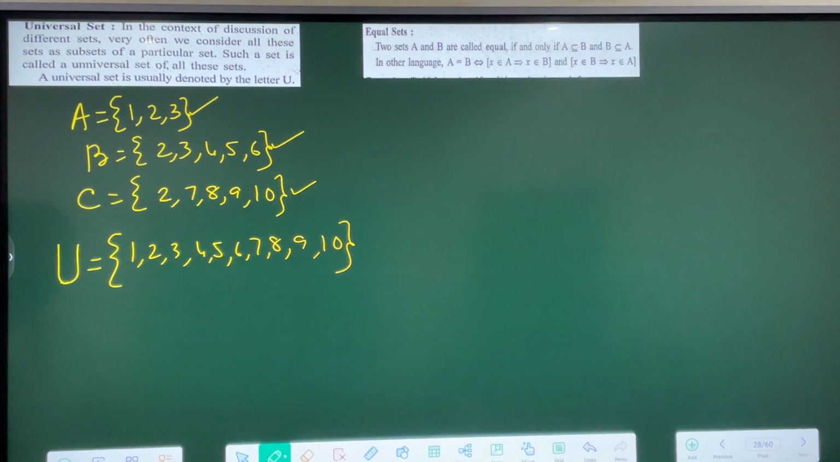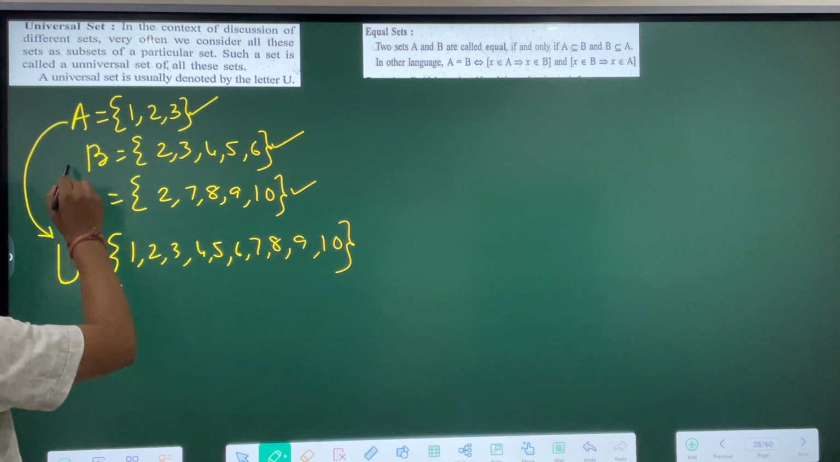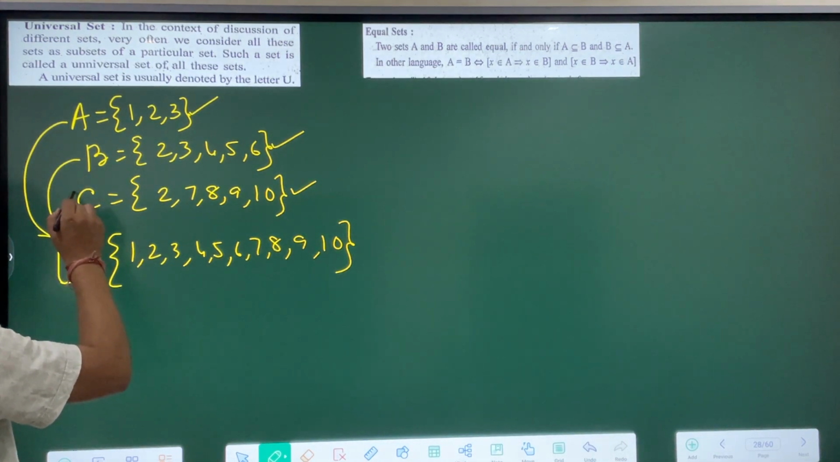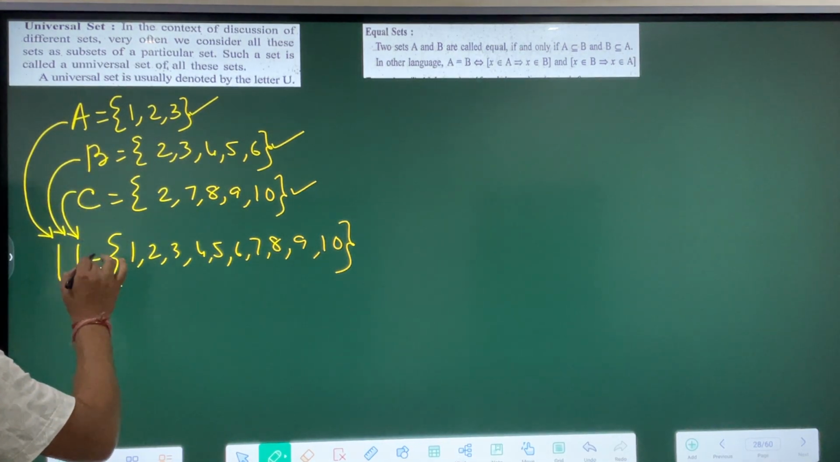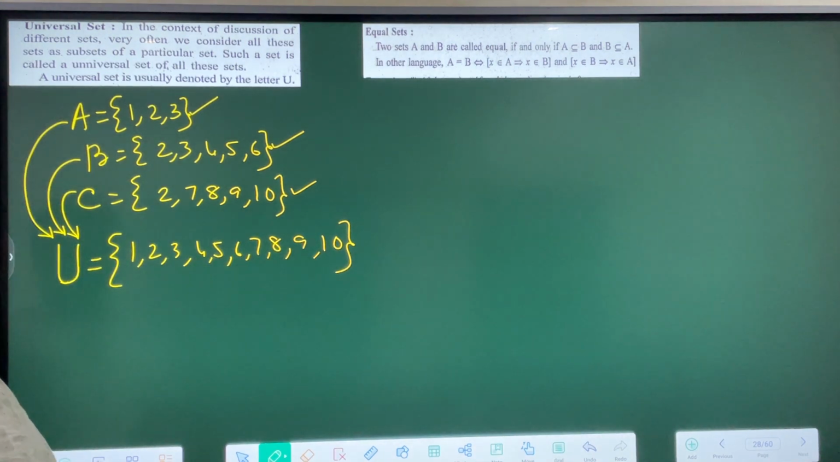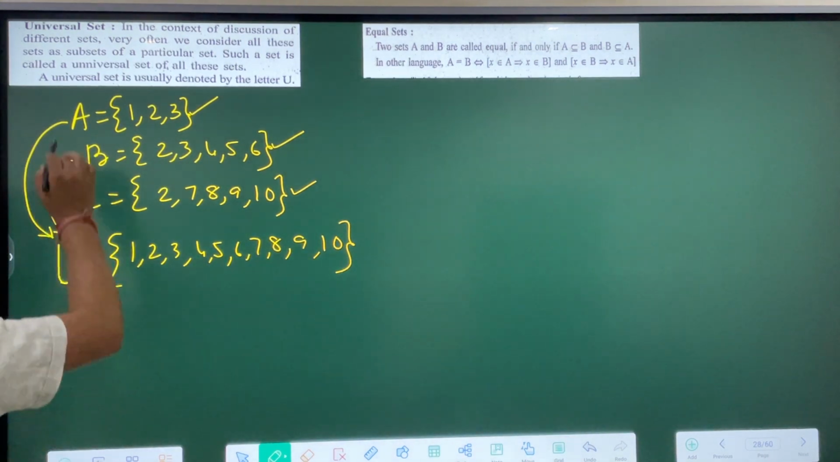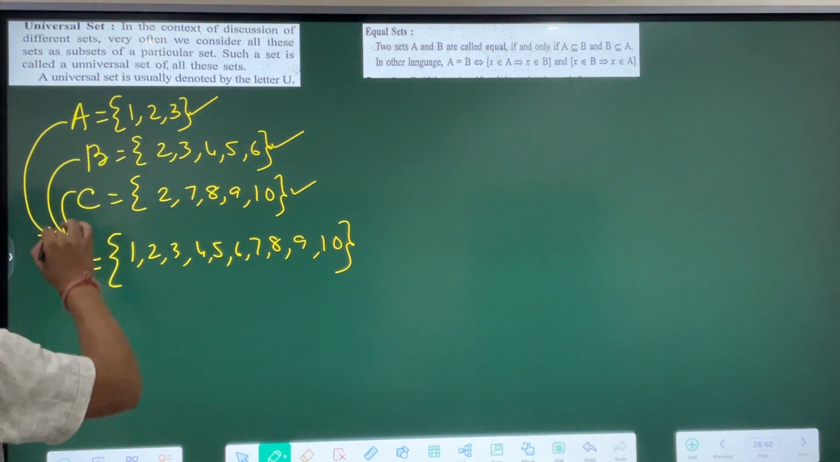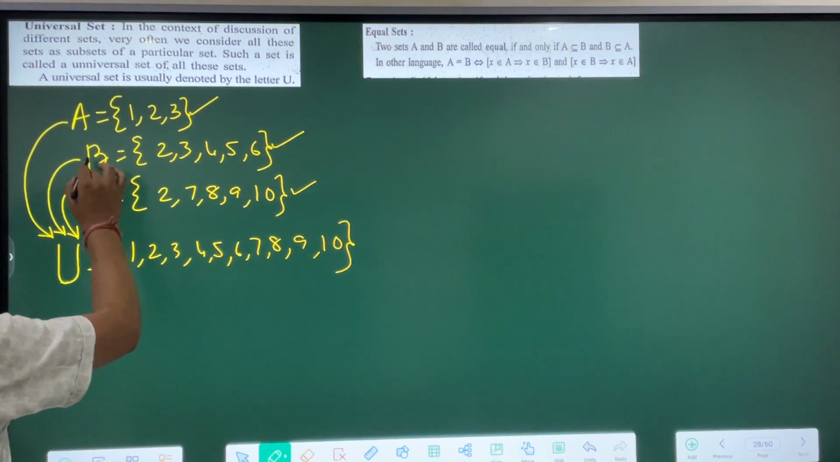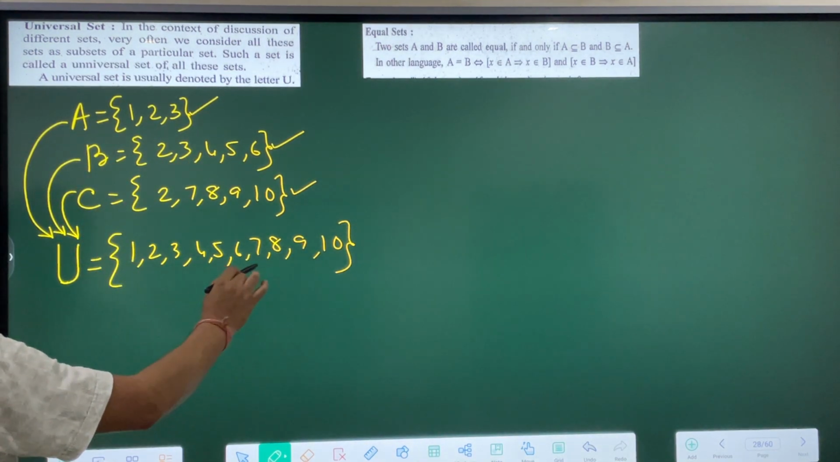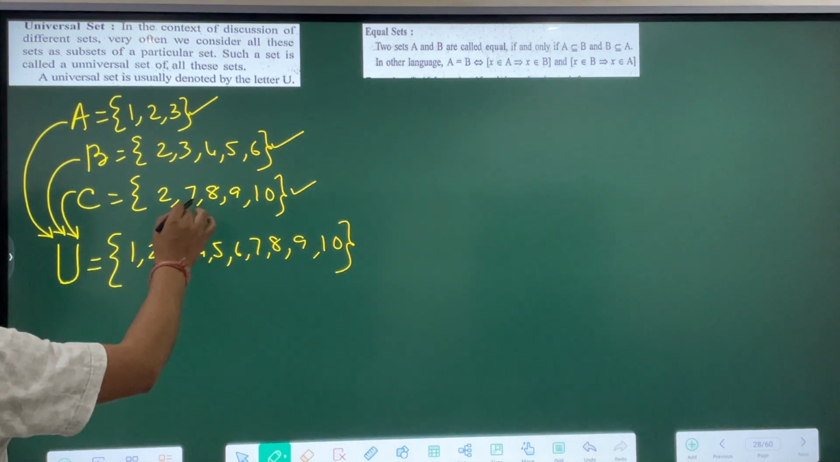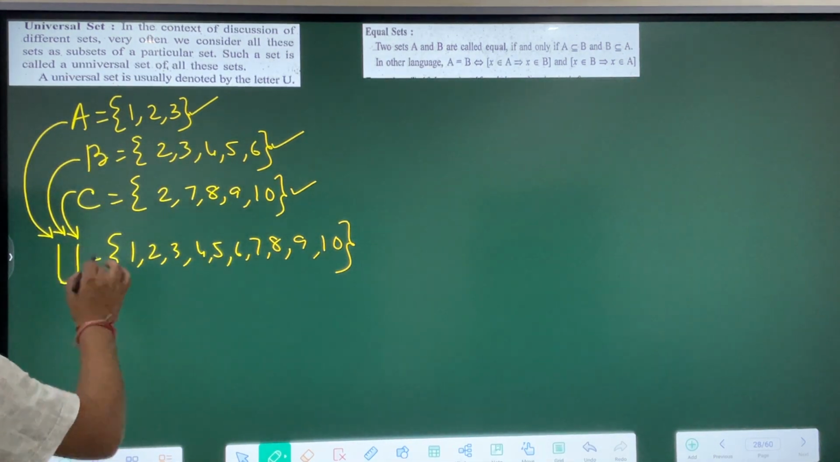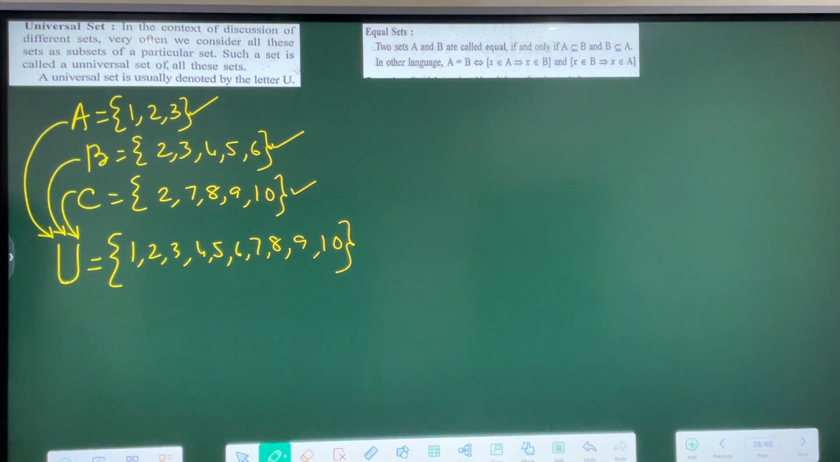Universal set. What does it mean? A is a subset of U, B is a subset of U, and C is also a subset of U. That is why it is called the universal set. All the elements of A are present in set U, the elements of B are also present in U, and all the elements of C are also present in U. So that is why U is called the universal set.